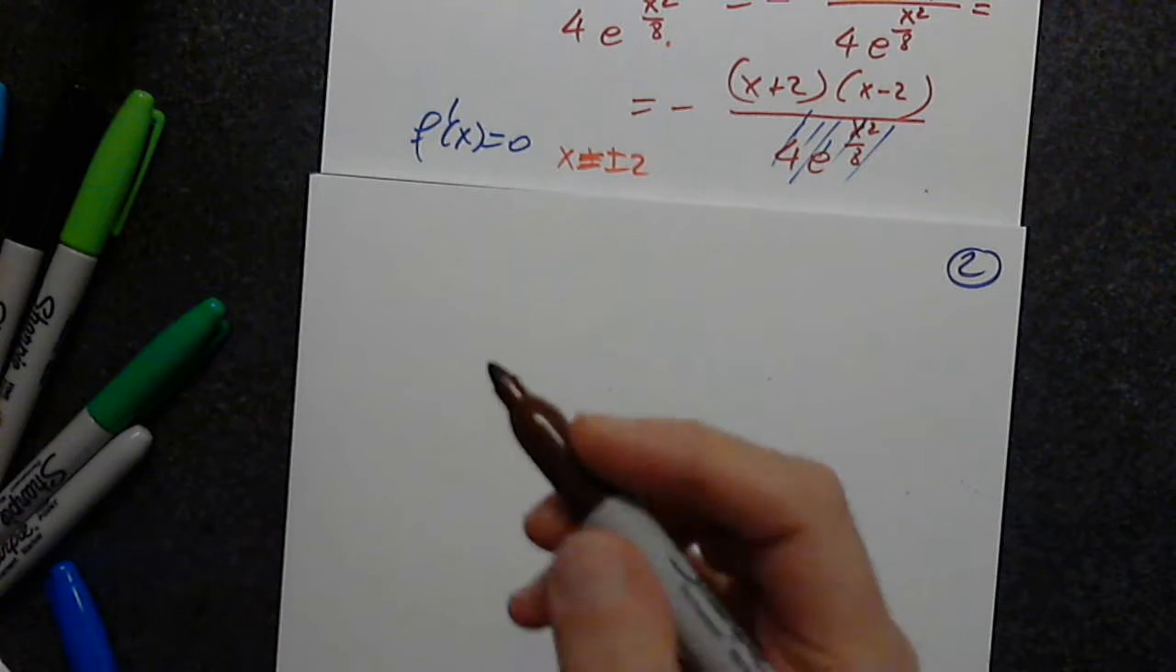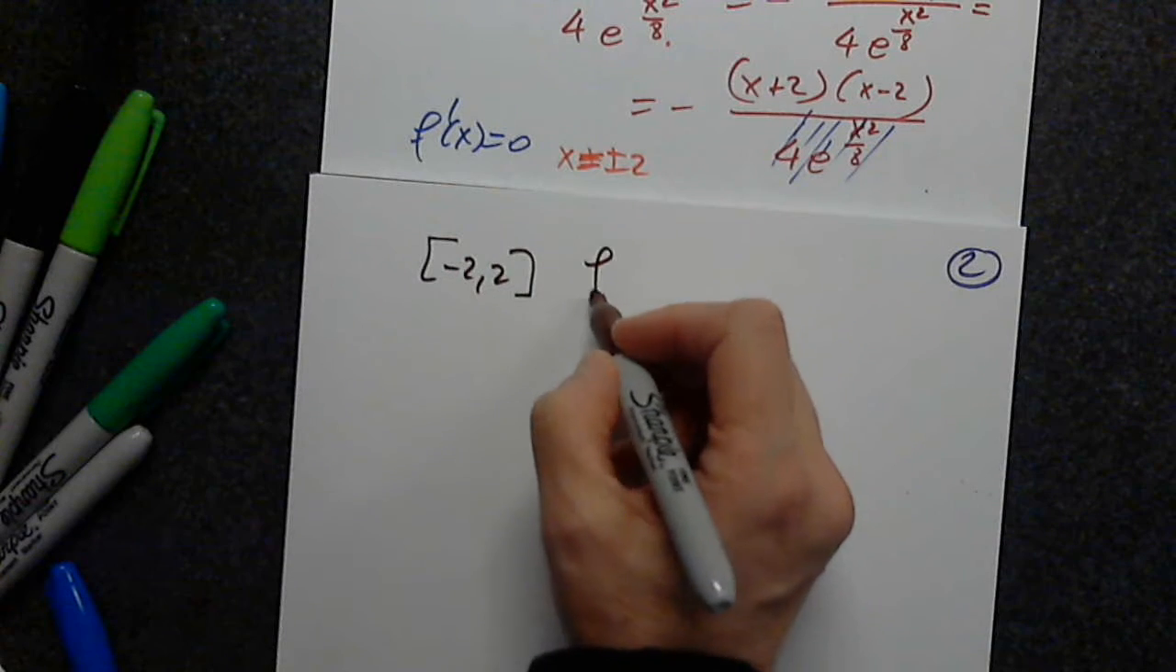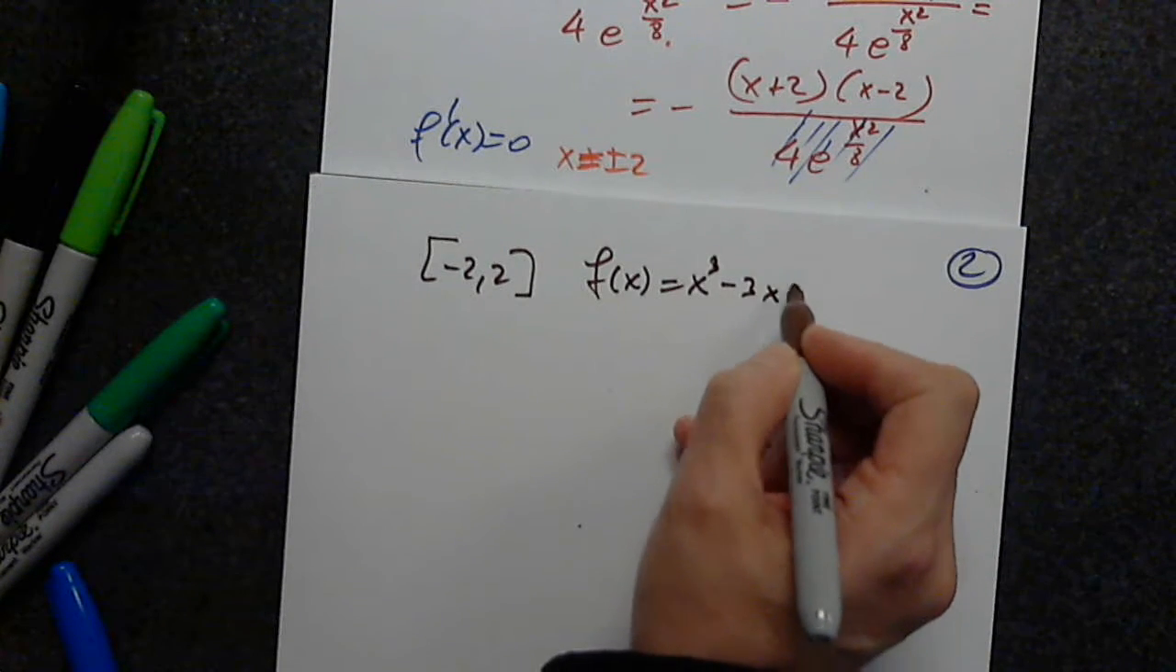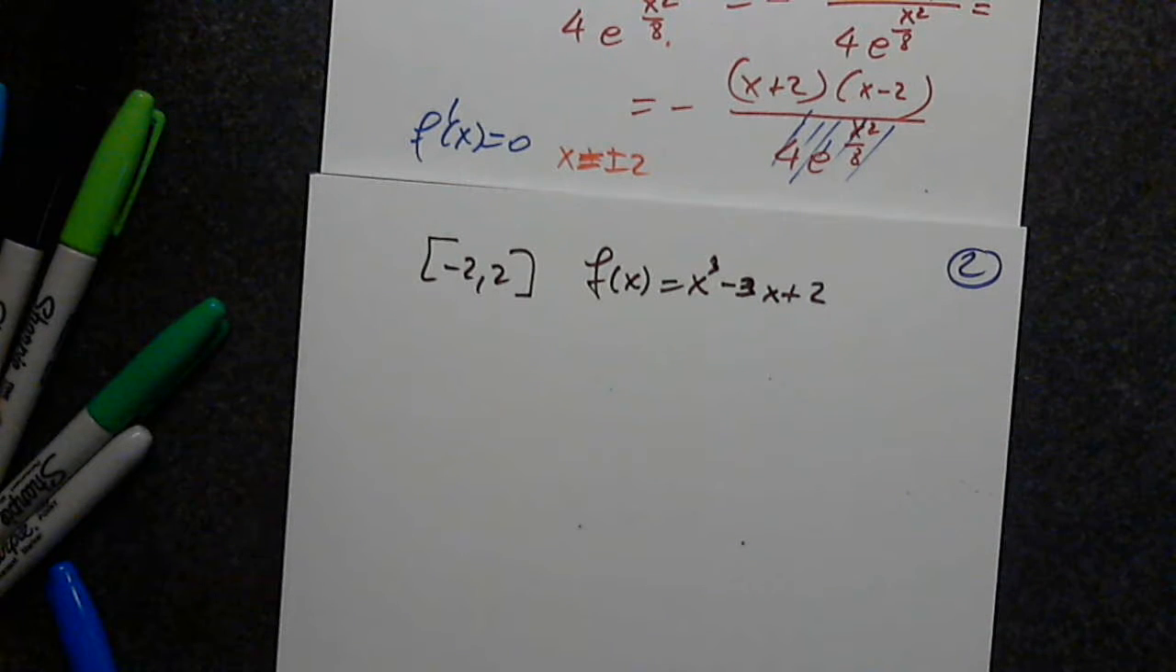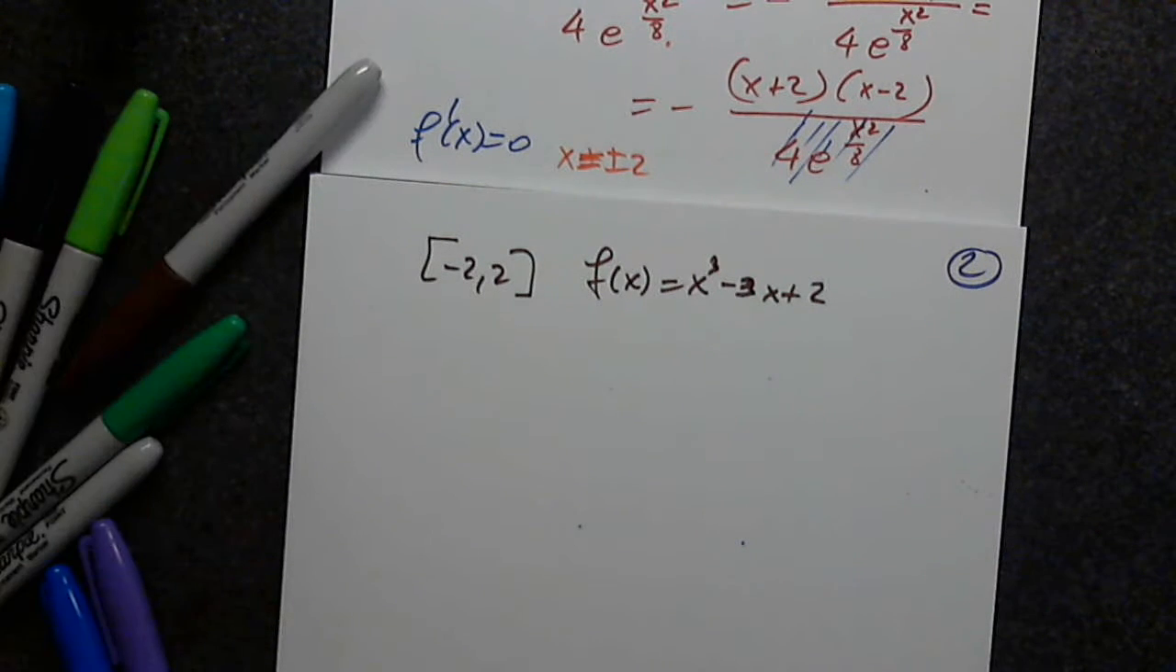So we have negative 2, 2, and f of x equals x cubed minus 3x plus 2. Thank you, Carl. So we're asked to show whether the mean value theorem is applicable here, and if it is, to find at least one C that is guaranteed by the mean value theorem.